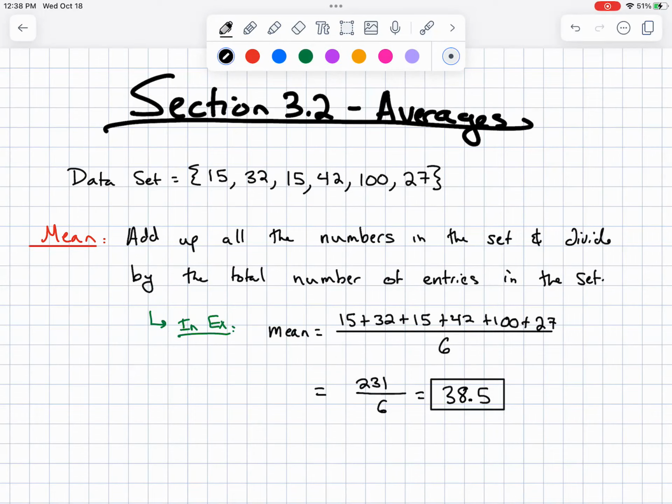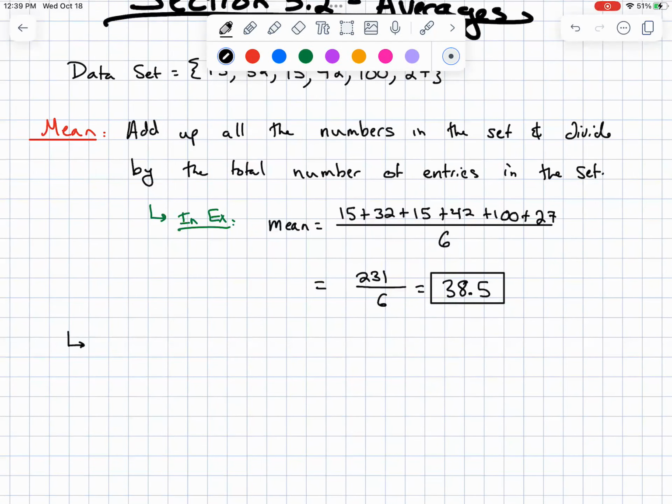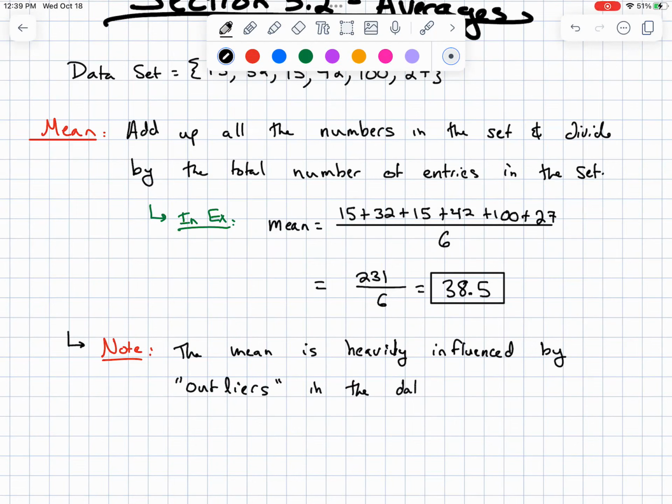Now, there's an important note about the mean of a data set, is that the mean is heavily influenced by outliers in the data set. The mean is heavily influenced by outliers of the data set. That could be outliers on the left or right, smaller numbers or larger numbers.